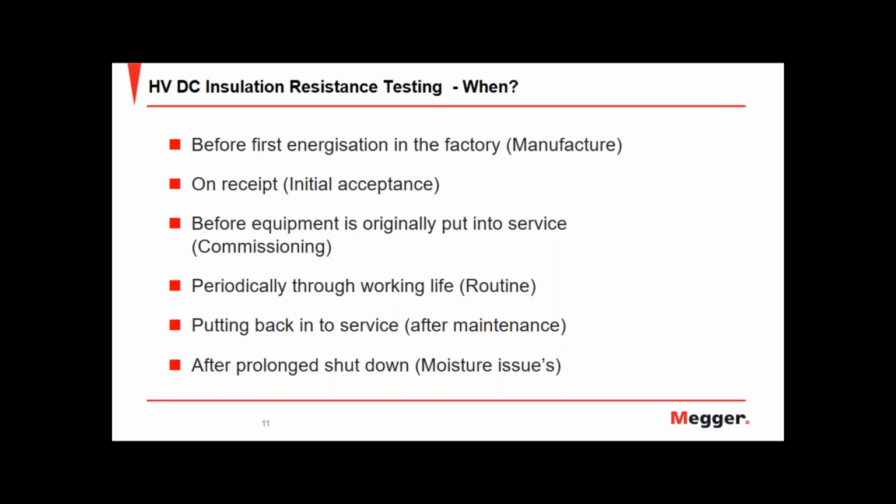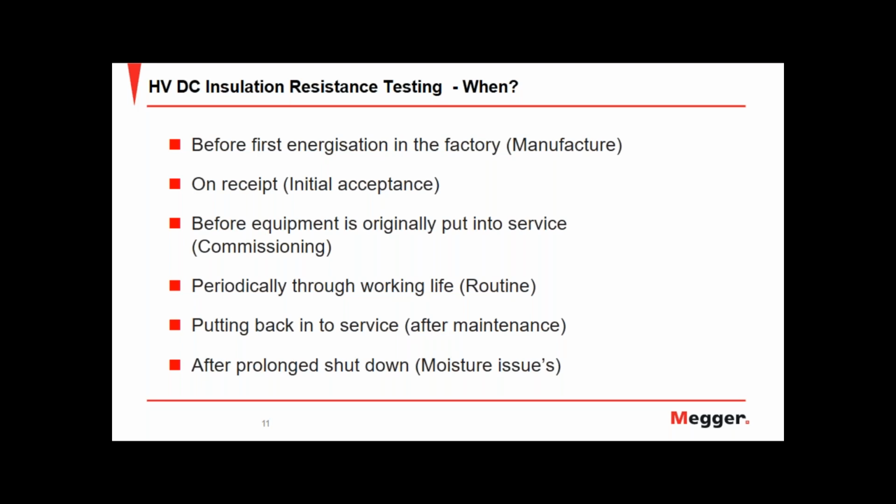So when we place an order for our asset and it arrives at our site, or it's going to be replacing something in our switch room or something like that, then we would do an initial acceptance test and perform an IR test then also. So once we've installed it into our system, before we actually switch it on during commissioning, we'd also put it through its paces and give it an IR test before putting it into service. So that would be during commissioning.